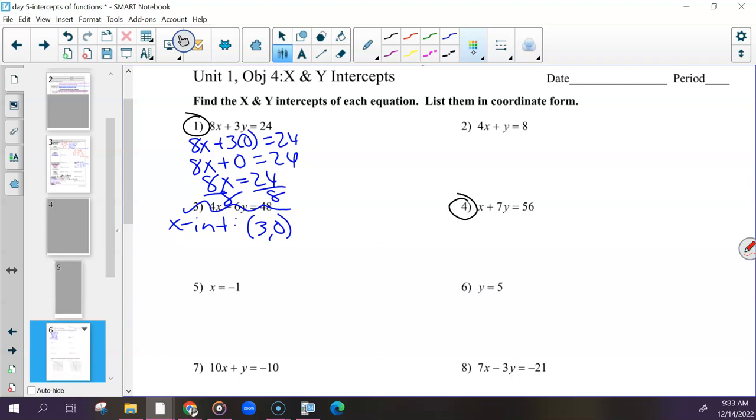We would do the same process for y, but they've now been switched. So it would be 8 times 0 plus 3y equals 24, and then you can keep going. As you start to get the hang of this, if you know that you're going to put 0 in for x, this is going to become 0. You don't have to write 0. You can just skip that part, write the next part and solve for y. But if it makes you feel better, you can still put the 0 out front.